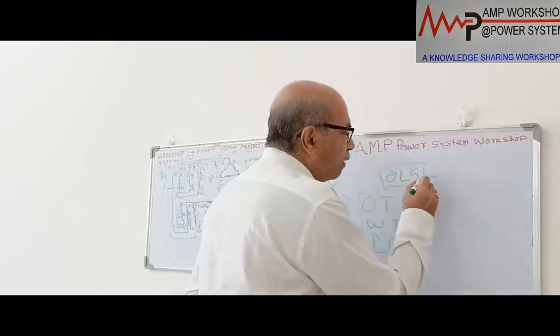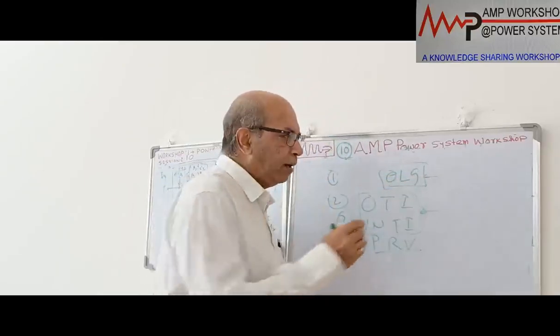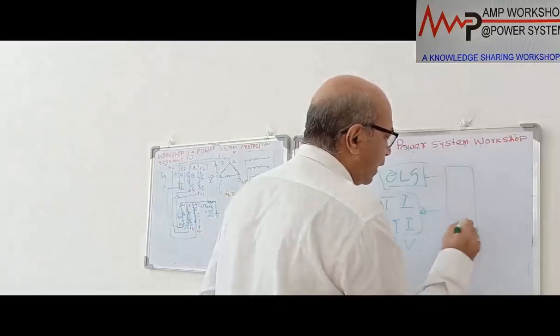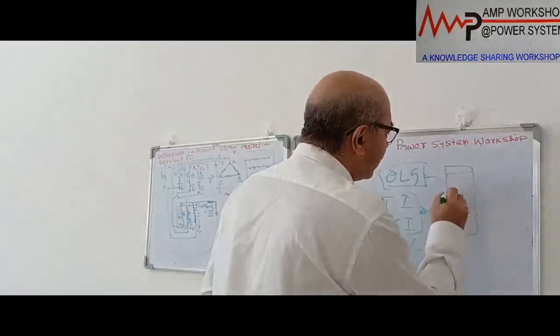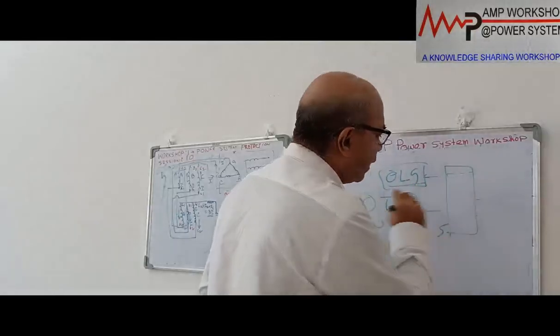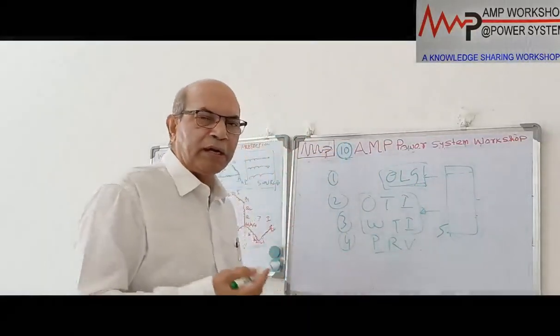This device will protect the transformer from an oil leak. If there is a leak of oil from the tank, suppose this is the oil level, if there is a leak in the oil, then the level gauge will give an indication, then it can give an alarm or trip, then we can find out the reason.